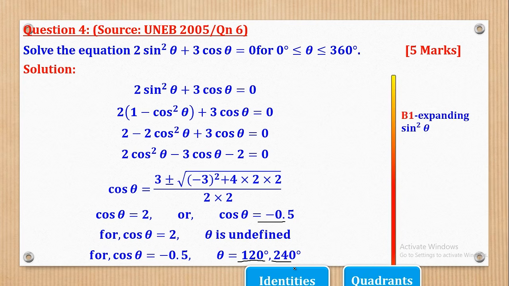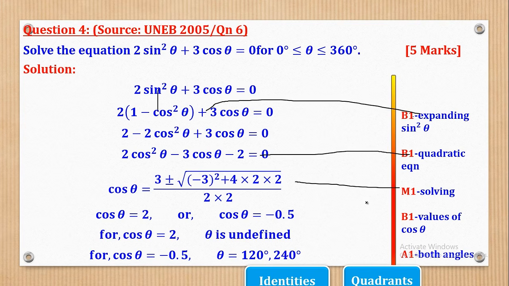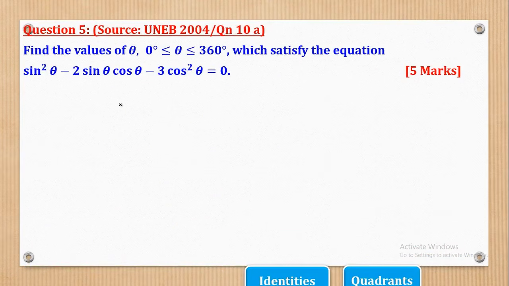So now let's see how marks can be awarded. B1 for expanding, writing from here to here, that is B1. Then another B1 for the quadratic equation, M1 for solving, B1 for values of cos theta, A1 for both angles. So that was question 4. Now we shall go to question 5.